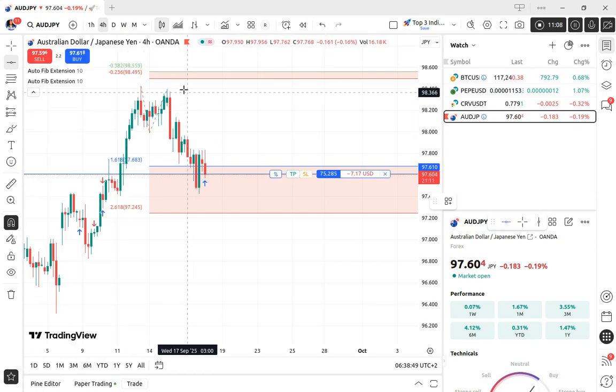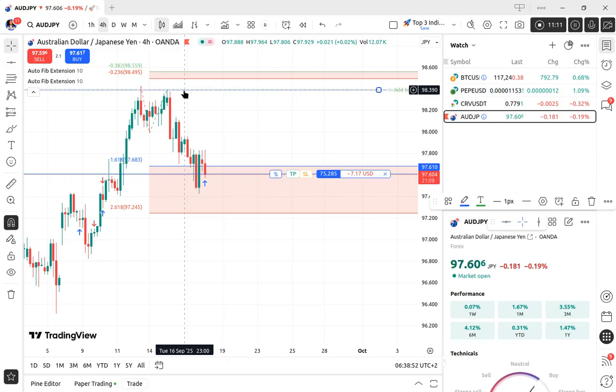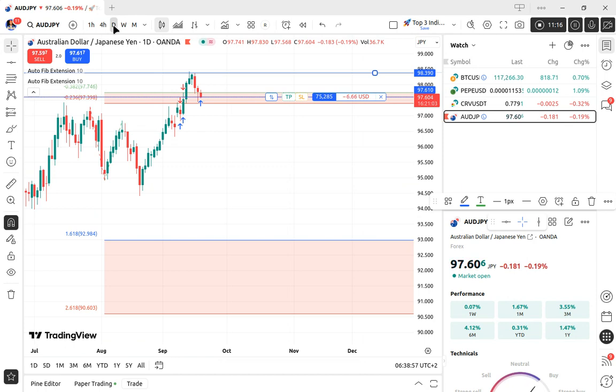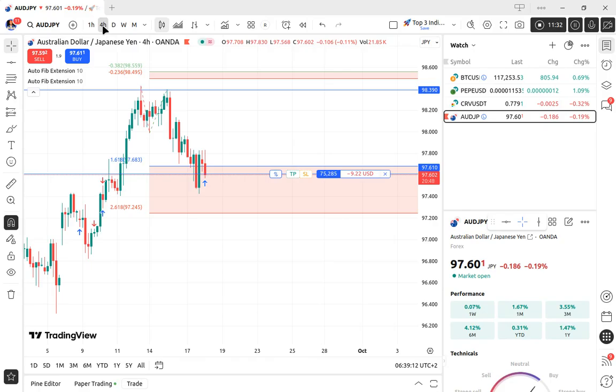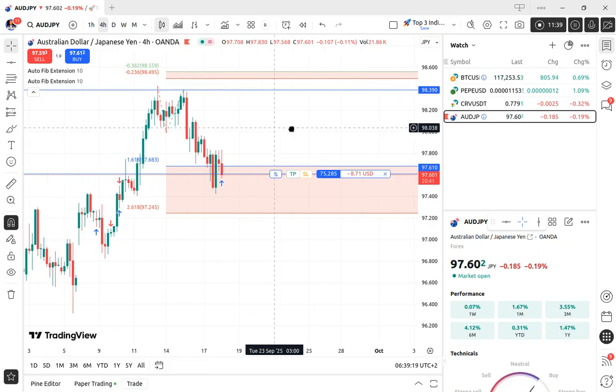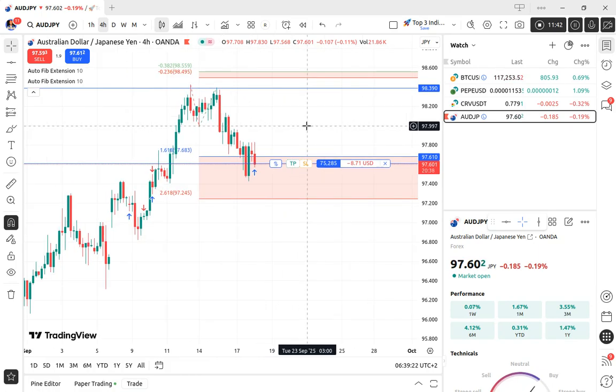My exit maybe would be there. That would be my exit. So that's the system I trade. We're going to review this trade and see if it's real or if it's fake.